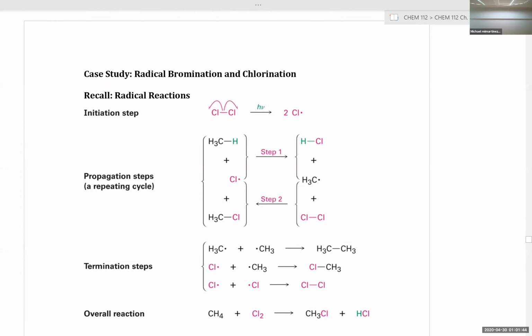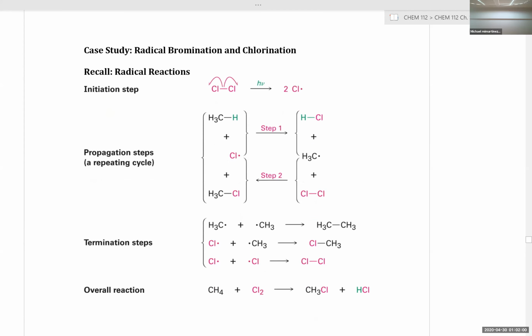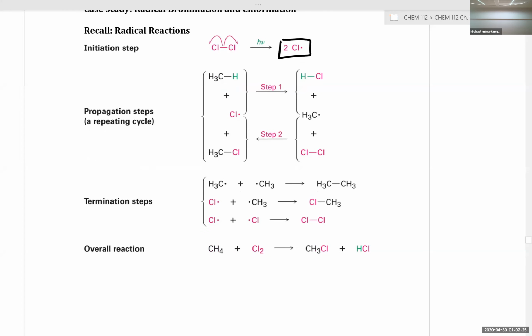Okay, so we're gonna do a case study here, and this is a beautiful classical study into this idea of the Hammond postulate. I really enjoyed reading through this in the book and some other sources. So I'd like you to recall for radical reactions, we have a series of steps. So initiation, where we generate our radical, propagation, where we end up abstracting radicals and generating new radicals, and then finally termination steps where our radicals combine. Okay, perfect. You don't have to worry too much about all of these steps.